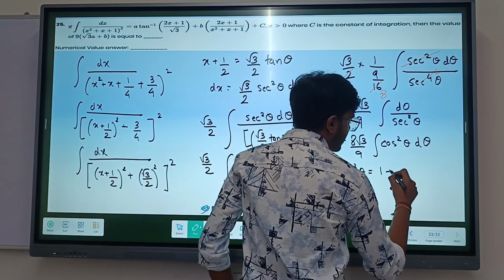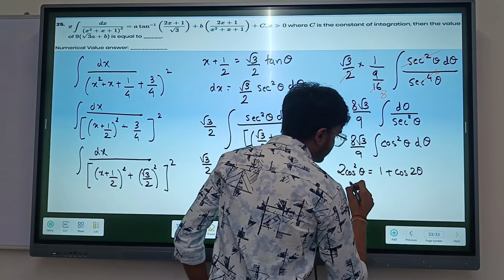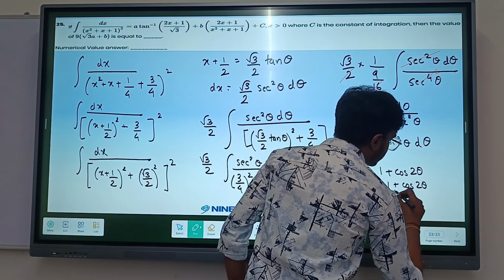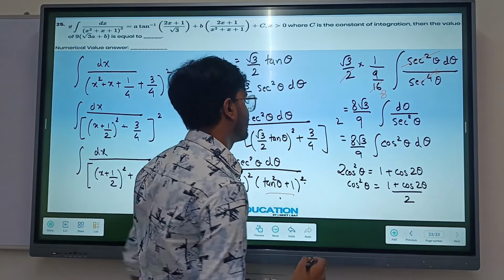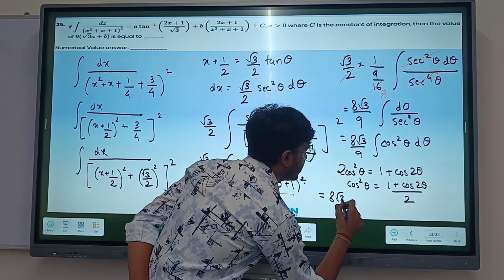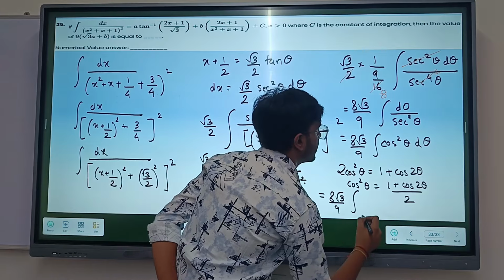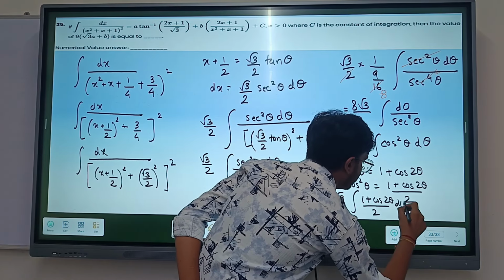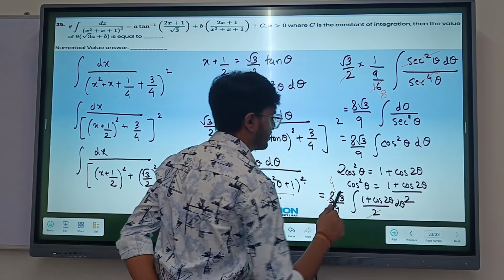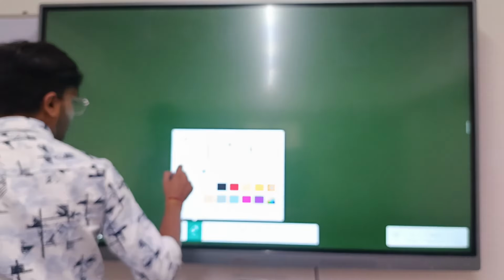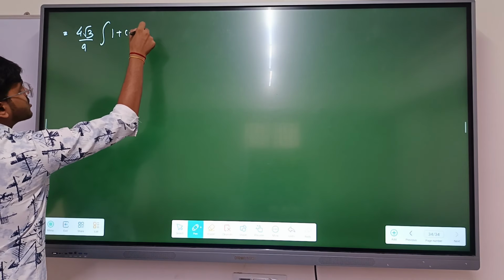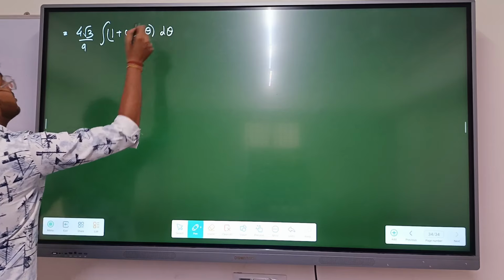2 cos square theta is 1 plus cos 2 theta. So cos square theta would be equal to (1 plus cos 2 theta) by 2. Substitute here, so the integral value would be 8 root 3 by 9 integration (1 plus cos 2 theta) by 2 d theta. So 2 4s are... finally what we are getting is 4 root 3 by 9 integration (1 plus cos 2 theta) d theta.